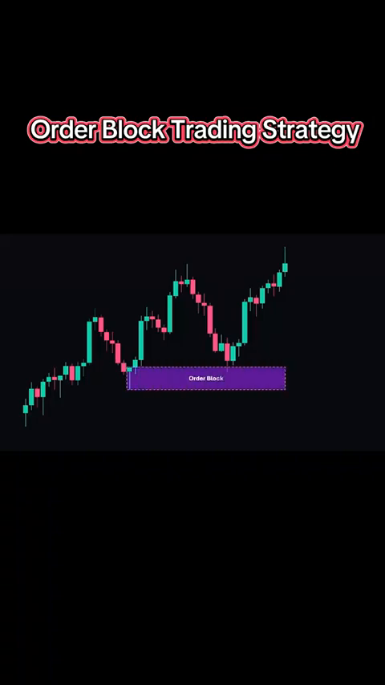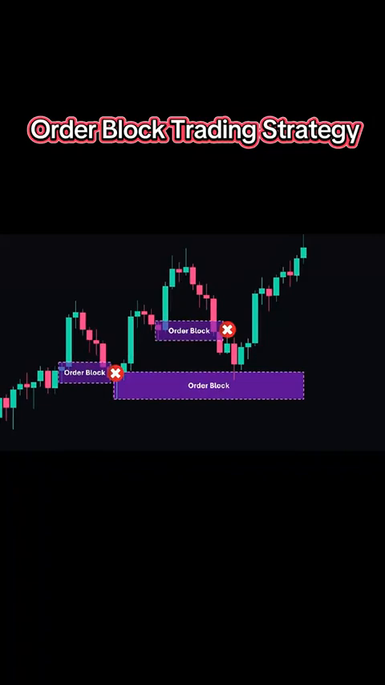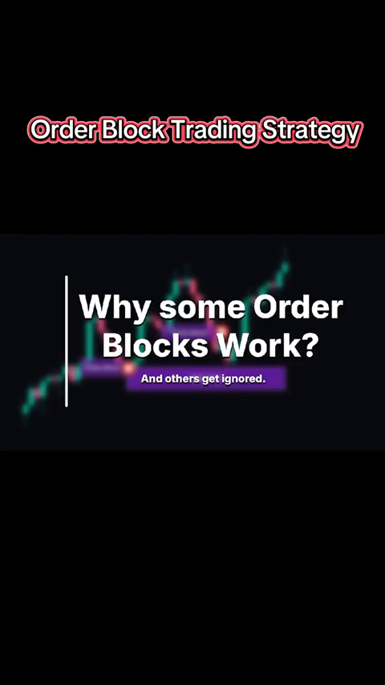Order blocks are refined supply and demand zones on the chart. However, if you're trading every order block you see, you'll probably lose money. So why do some order blocks work, while others get ignored by the market?